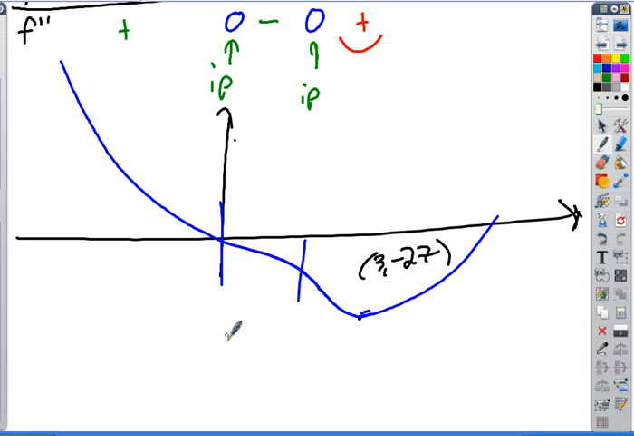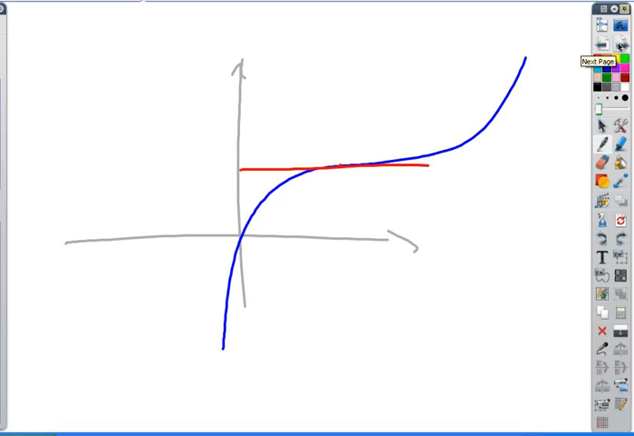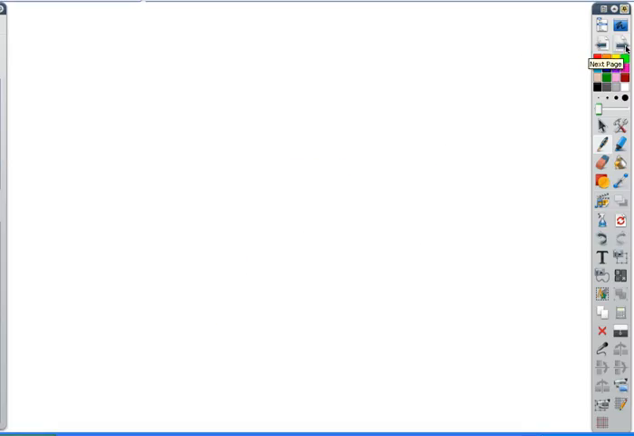Okay, how about this? One last example. This is a really good one, too. I don't think we'll have time, maybe, but I'm going to try. It's a quick one. Here's our function.